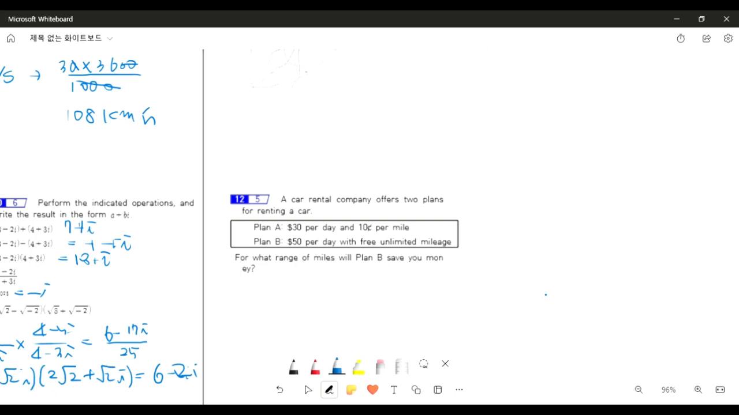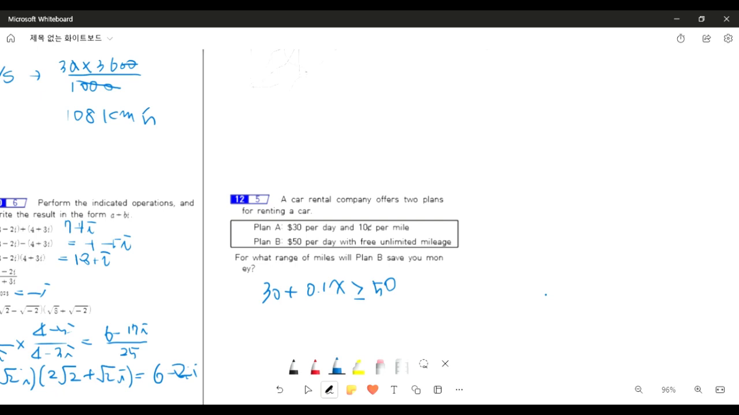$1 means 100 cents. So 30 plus 0.1x larger than or equal to 50. Because if you're getting less money, it means you save the money. So if plan B saves your money, it means plan A's money should be larger than plan B's. So let's write down this inequality like that.